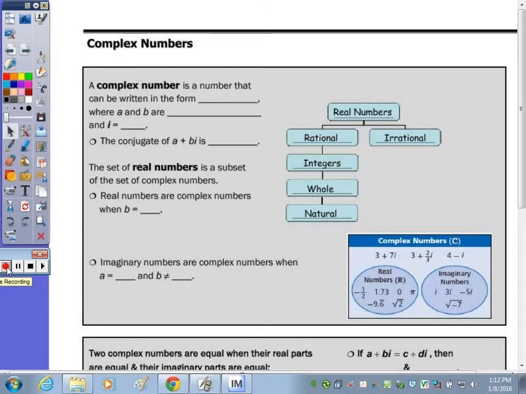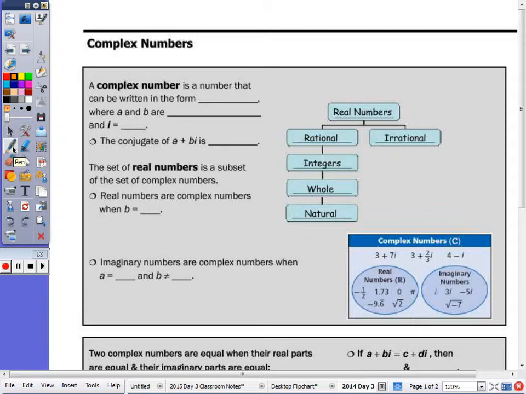So in today's notes, if you take a look at the top of the page, there's that graphic organizer or thinking map there to the right. We're going to build on the set of imaginaries, which we talked about the very first day, and I think we had a diagram similar to this in our notes. We're going to put the real and imaginary together to form the set of complex.